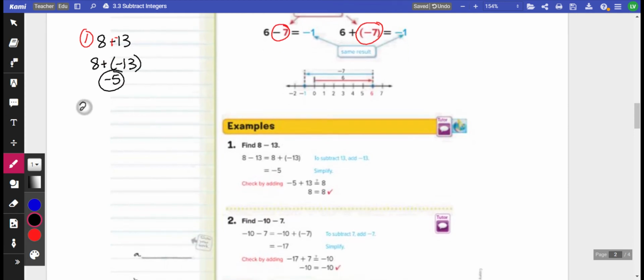Then for number 2, it says to find -10 minus 7. I am only changing my second part. I'm only doing an additive inverse for the second term, not the first one. The first one still stays as -10 plus a -7. So -10 plus -7 gives me the final answer of -17.